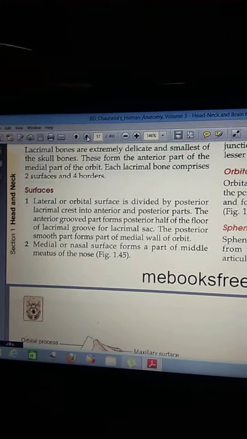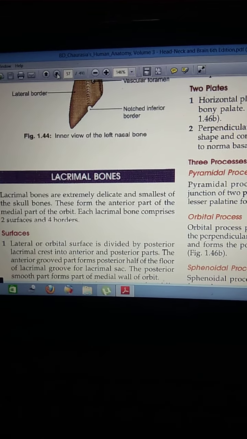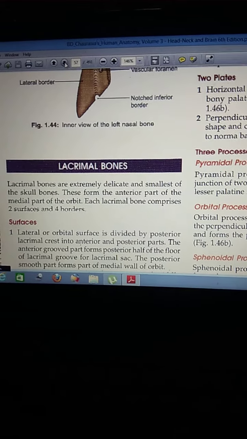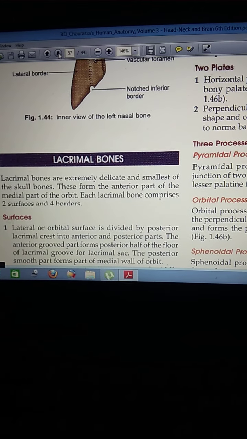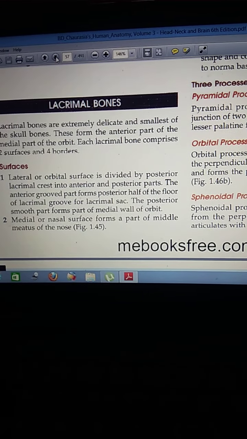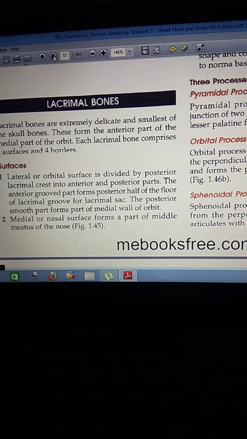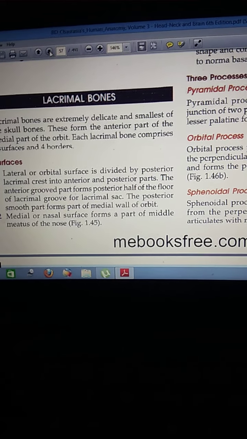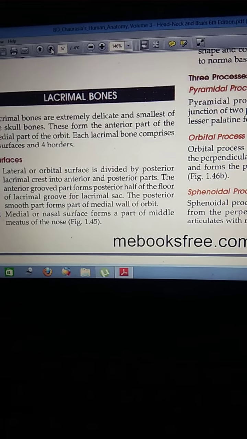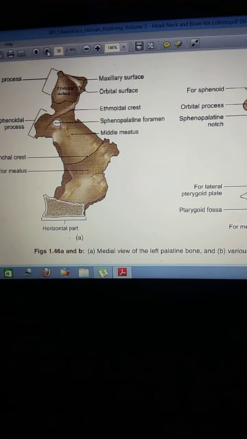Now, the remaining bone is the lacrimal bone. The lacrimal bone is an extremely delicate, small skull bone. It forms the anterior part of the medial wall of the orbit. Surfaces are lateral and medial. The lateral or orbital surface is divided by the posterior lacrimal crest into a posterior and an anterior part. And the medial nasal surface forms part of the middle meatus of the nose.